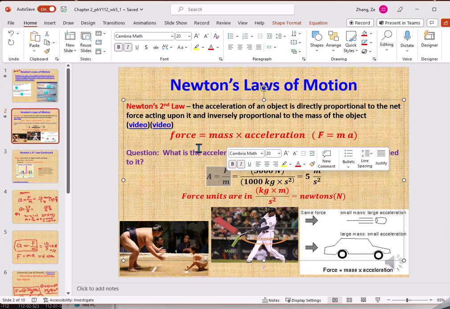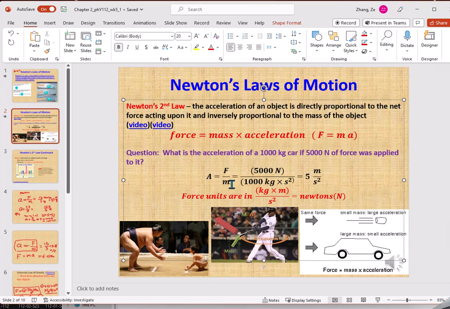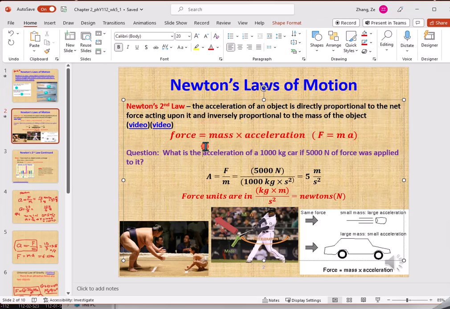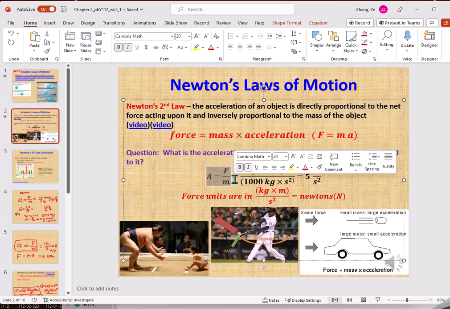Very often people write it like this. You multiply the mass to the other side, so force equals mass times acceleration. If you know the mass and you know the acceleration, say a 5 kilogram object is accelerating like a rocket, there must be a force. So what is the force? You simply multiply mass and acceleration together, and you get the force. In fact, mathematically, this formula and this formula are the same, equivalent.